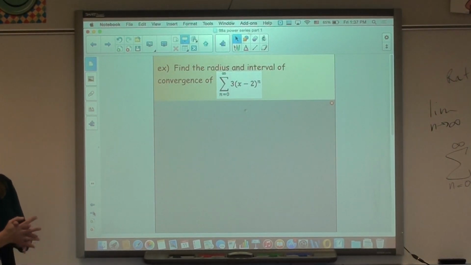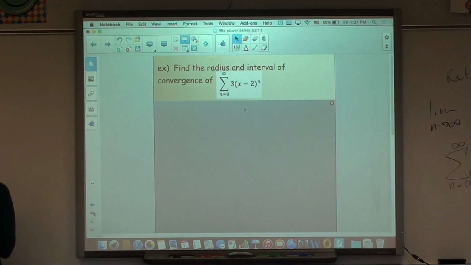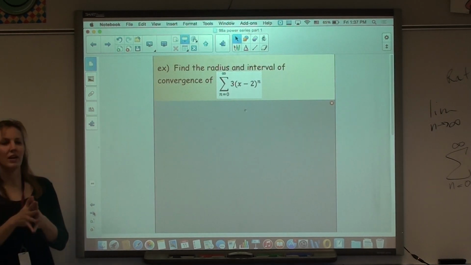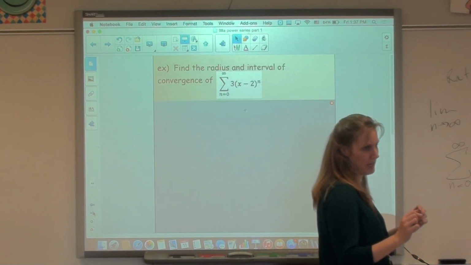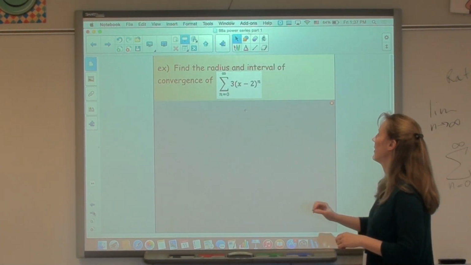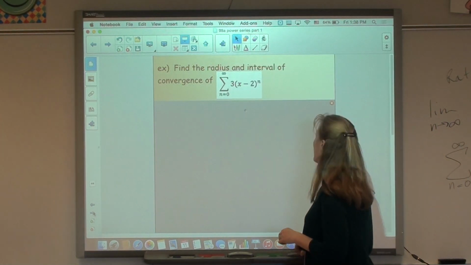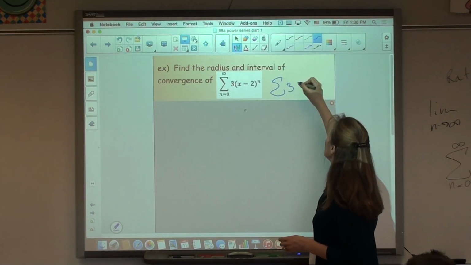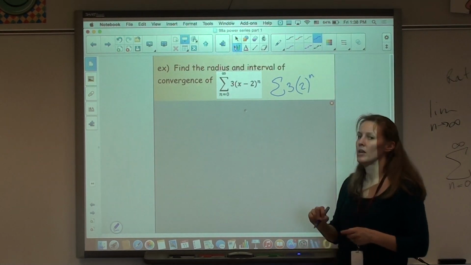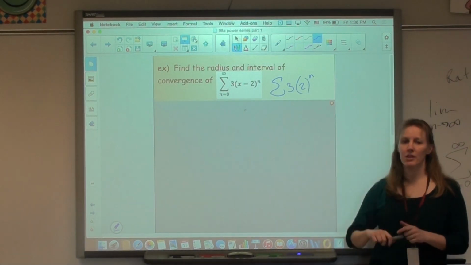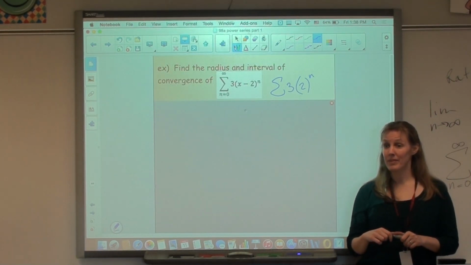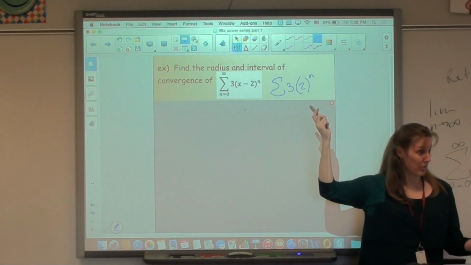All right. So we're going to start with a simple power series: the sum of 3 times (x minus 2) to the n. Now, I want you to think about something for a minute. If I take the x away and just have numbers, say I had the sum of 3 times 2 to the n without any x's, would this converge? No. Why not? It's a geometric series, the r is greater than 1, right?